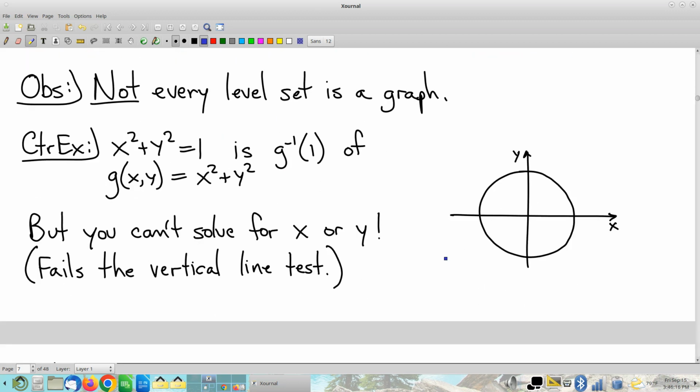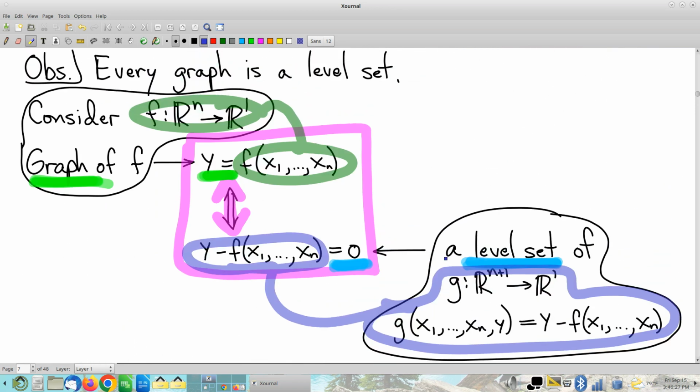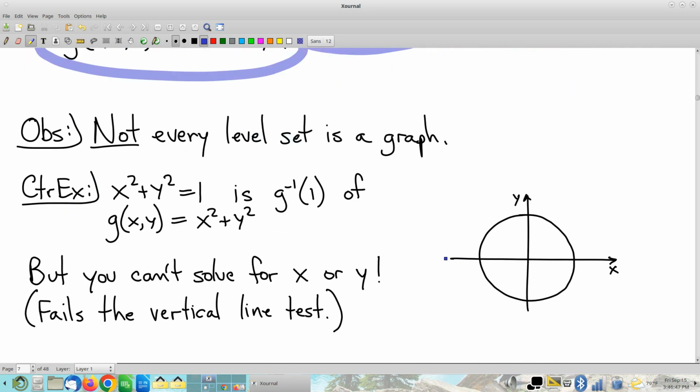Okay. Bad news. It doesn't go the other way. Every graph is a level set. And by the way, let me point that out, going back up to here. Every graph, anytime you have an equation that looks like this, you can always just whip that one term over to the other side and always end up with stuff equals constant. So every graph is a level set of something. Unfortunately, not the other way. Not every level set is a graph.